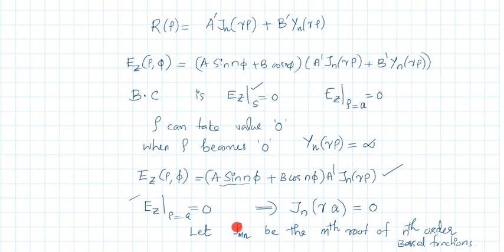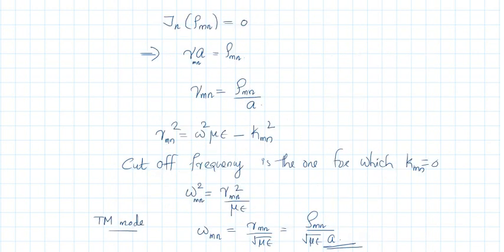Let rho mn be the mth root of the nth order Bessel function. Bessel functions are of different orders. This n can take values 0, 1, 2, 3, etc. If n is 0, it is called the zeroth order Bessel function. If n is 1, it is called the first order Bessel function. Each Bessel function has different zeros. So it has a first zero, second zero, third zero, fourth zero, etc., denoted as mth. So rho mn is the mth root of the nth order Bessel function. I will explain that with a figure later.